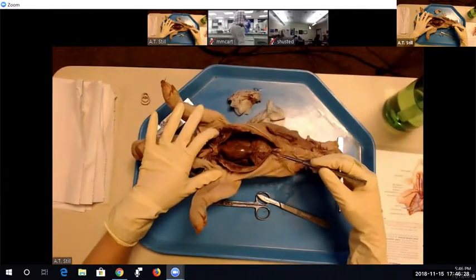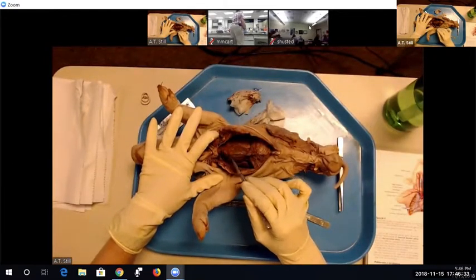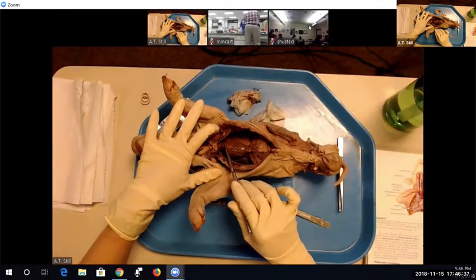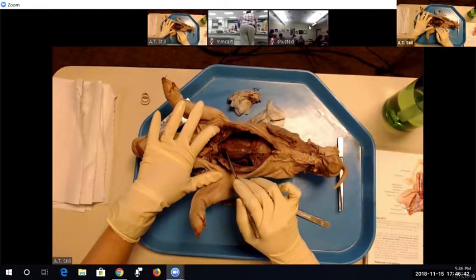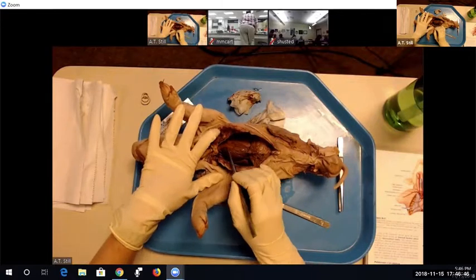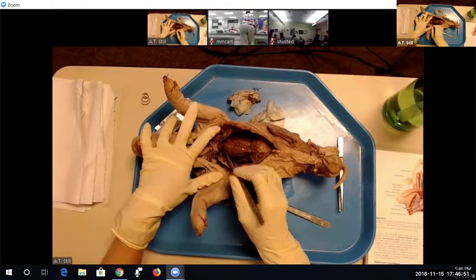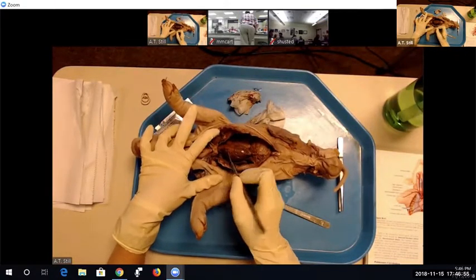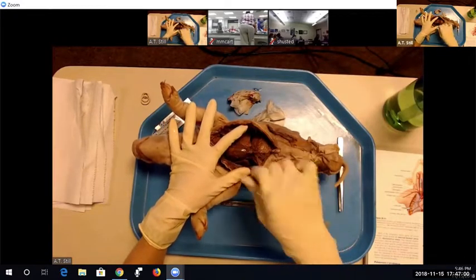And then some of you guys might see this fatty kind of looking tissue here on top of the heart. This is going to be the thymus, which is a gland that is involved in the production of T cells, which are part of the immune system. So this is the thymus here, and we're going to remove that so we can get a better look at the heart.